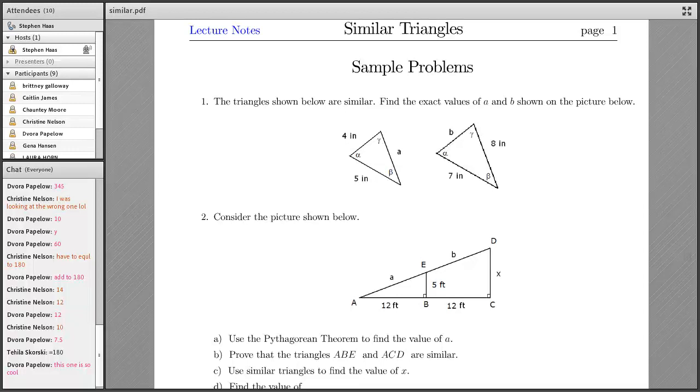The triangles shown below are similar. Find the exact values of A and B. Now again, there is no A in number 1, but what's the value of B? This is a very easy one, but how would we figure it out? How would we figure out what B is?